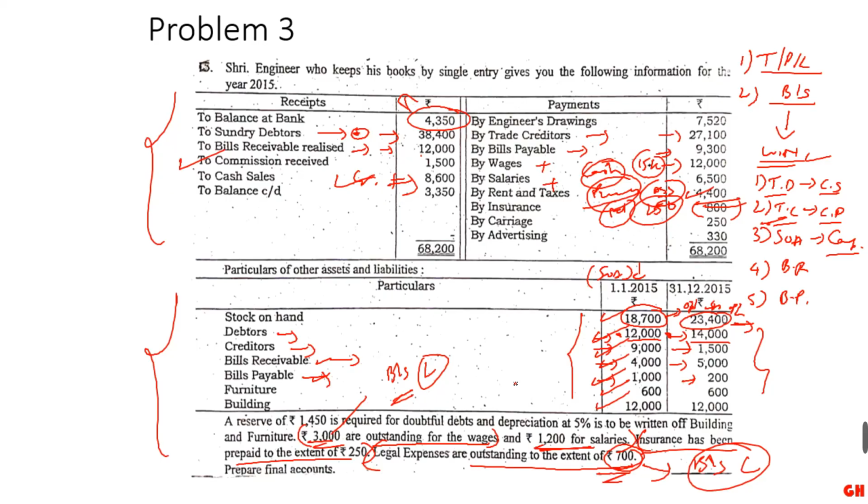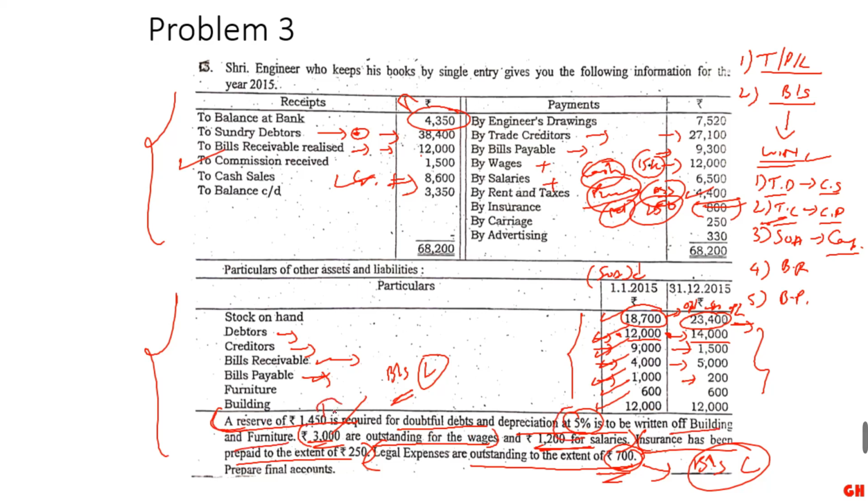Now one more important adjustment in the problem is that a reserve of rupees 1450 is required for doubtful debts, and depreciation of 5%. This is 5% on building and furniture. Okay, I will show you how to calculate this. Let us see only the reserve of 1450 first.